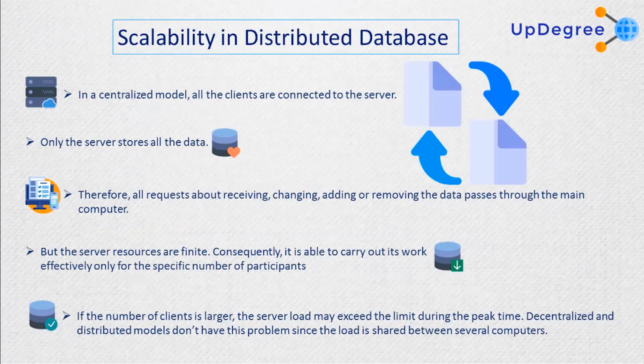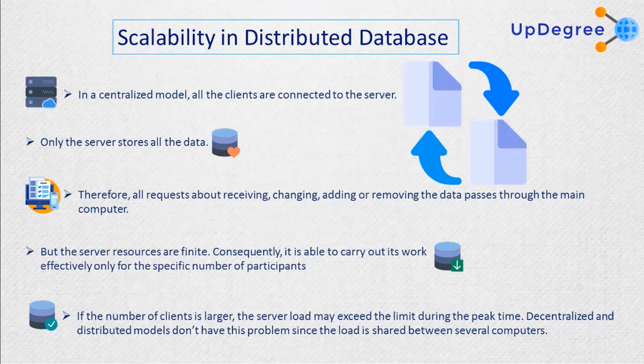And the best thing is it's scalable. In a centralized model, you have a client which is connected to a server, but only one server stores all the data. Whereas here it's like infinite. The situation in distributed servers is that it's finite, and it will be very effective only until the number of participants grows. If there is a load, it cannot exceed. Whereas in decentralized and distributed models, you don't have the problem because the load is shared between several computers.